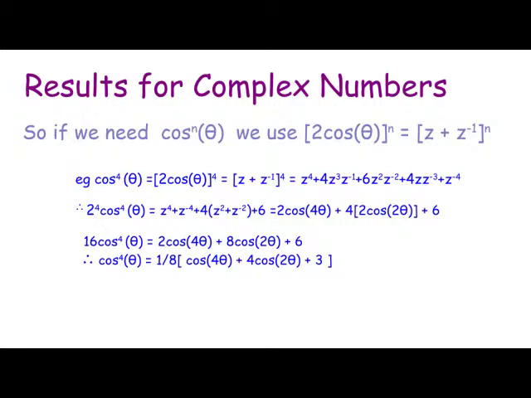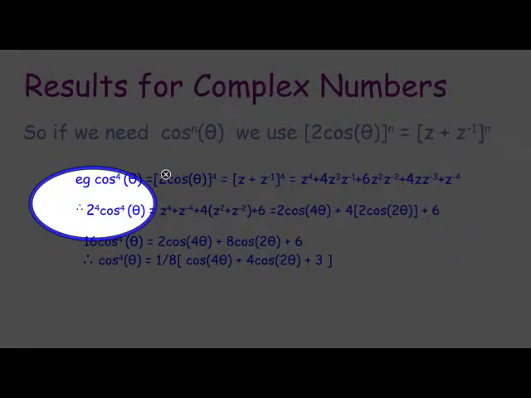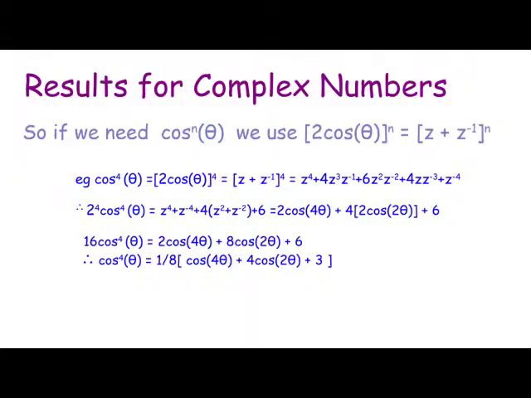You might remember, if you have a look here, we have a 2 to the 4 at the front of cos to the power 4. So we're going to have to divide through by that, which you can see is 16, and eventually we'll get our cos to the power 4 of theta equals 1/8, big brackets, cos 4 theta plus 4 cos 2 theta plus 3. That wasn't too bad.